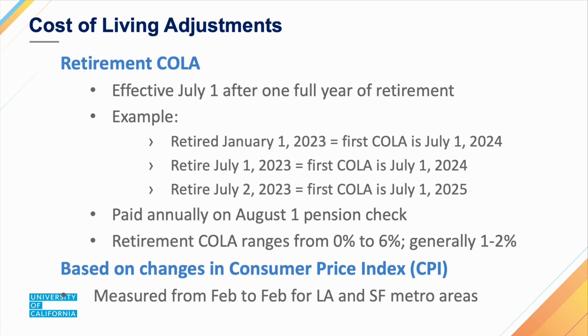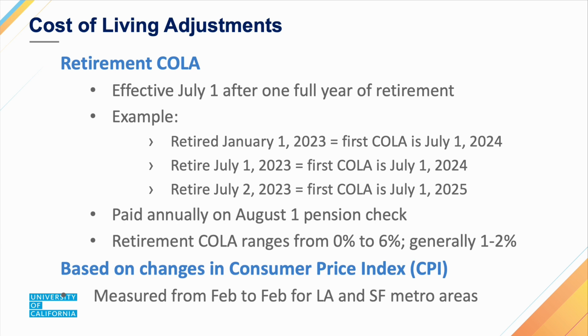If you elect monthly retirement income, you'll be paid that for the rest of your life. However, after you've been retired for at least one full year, you'll be eligible to receive an annual retirement COLA each July 1. So as an example, if you retire July 1 of 2023, you'll be eligible for your first retirement COLA on July 1 of 2024. If you had retired January 1 of 2023, you would not be eligible, you would not have been retired for one full year by July 1 of 2023. So you'd have to wait until July 1 of 2024 to receive your first retirement COLA.